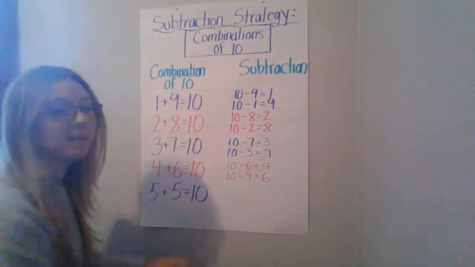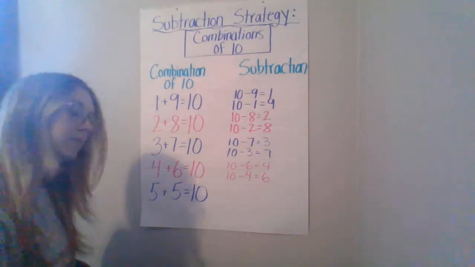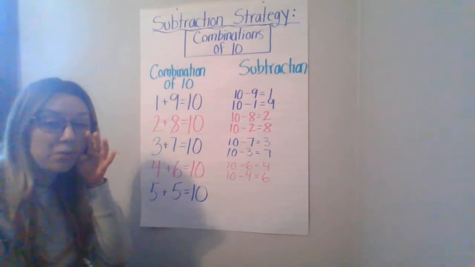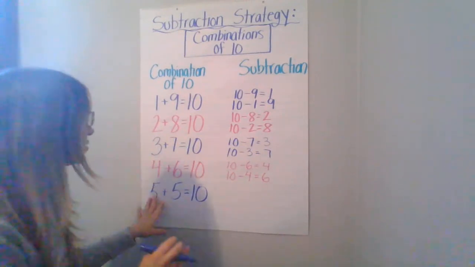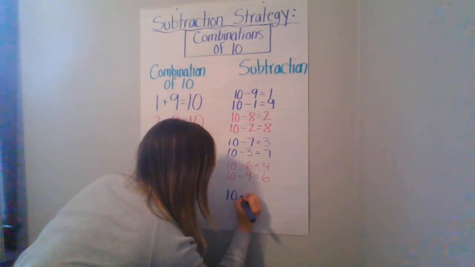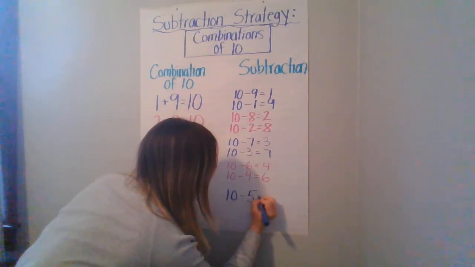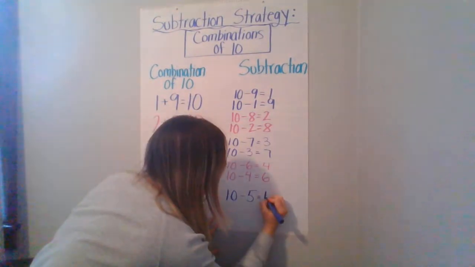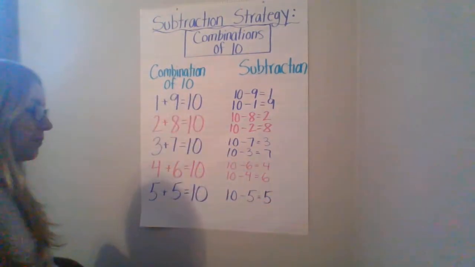If we know 5 and 5 equal 10, we know that doubles facts, right, only have one addition and one subtraction in their fact family. So if we know that 5 and 5 equals 10, we know that 10 minus 5 must equal what? If you said 5, you're correct.